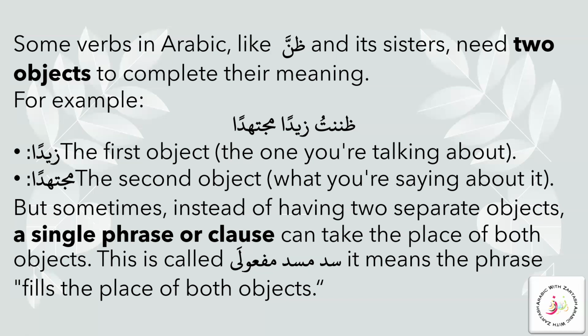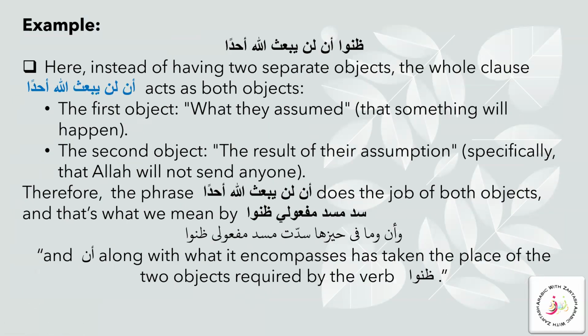It means the clause or the sadda is applied to masadda, that whole phrase, that mubtada and khabar, those maf'uls, and now it is in the place of them. So that is why they are called sadda masadda maf'ulain. It means the phrase fills the place of both objects. It took the place of both objects, the maf'ul bihi awwal and maf'ul bihi sani. The original sentence was Zanantu Zaidan mujtahidan, where this is a maf'ul bihi awwal and this is a maf'ul bihi sani. Now let's see the example in Quran.